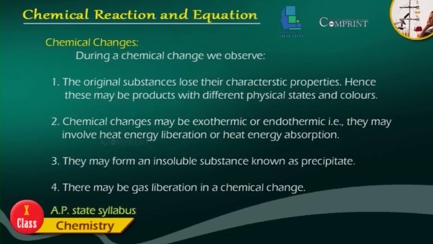During a chemical change, we observe: 1. The original substances lose their characteristic properties. Hence, these may be products with different physical states and colors. 2. Chemical changes may be exothermic or endothermic, that is, they may involve heat energy liberation or heat energy absorption. 3. They may form an insoluble substance known as precipitate. 4. There may be gas liberation in a chemical change.